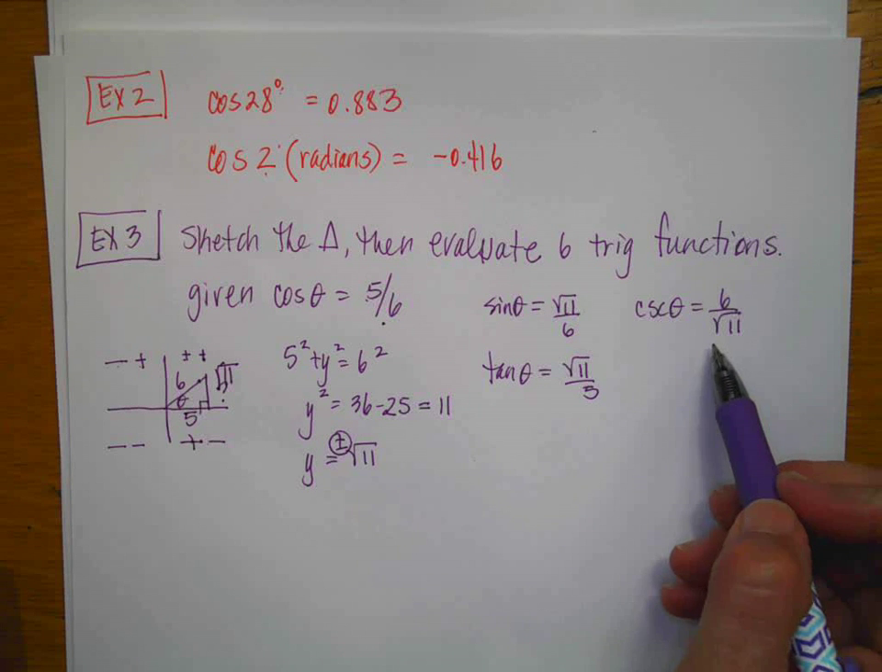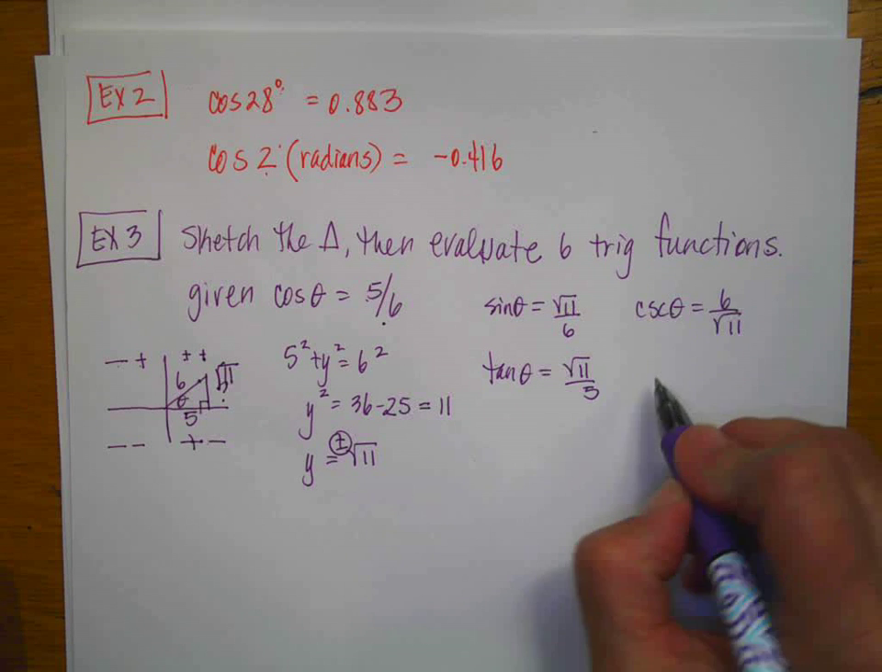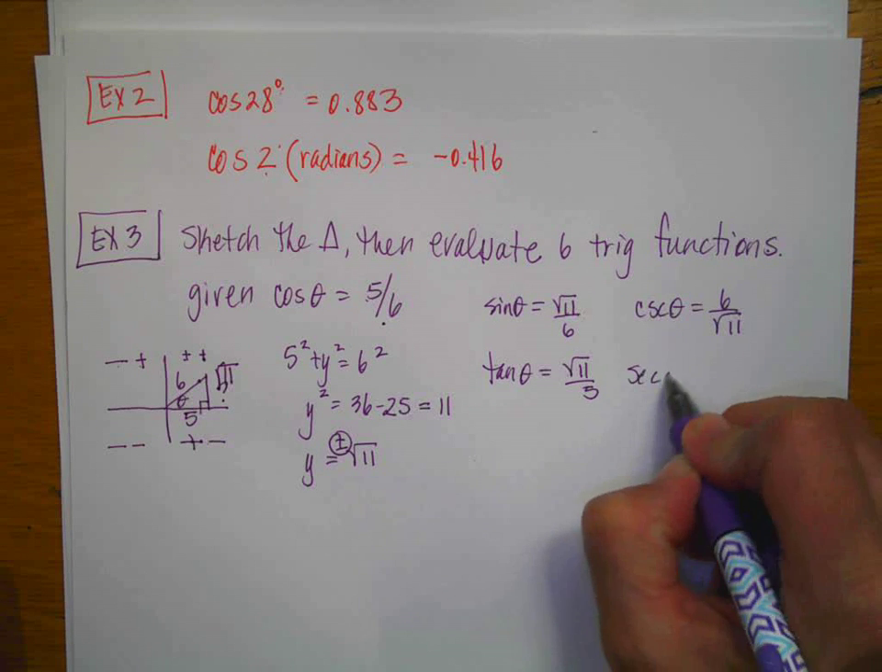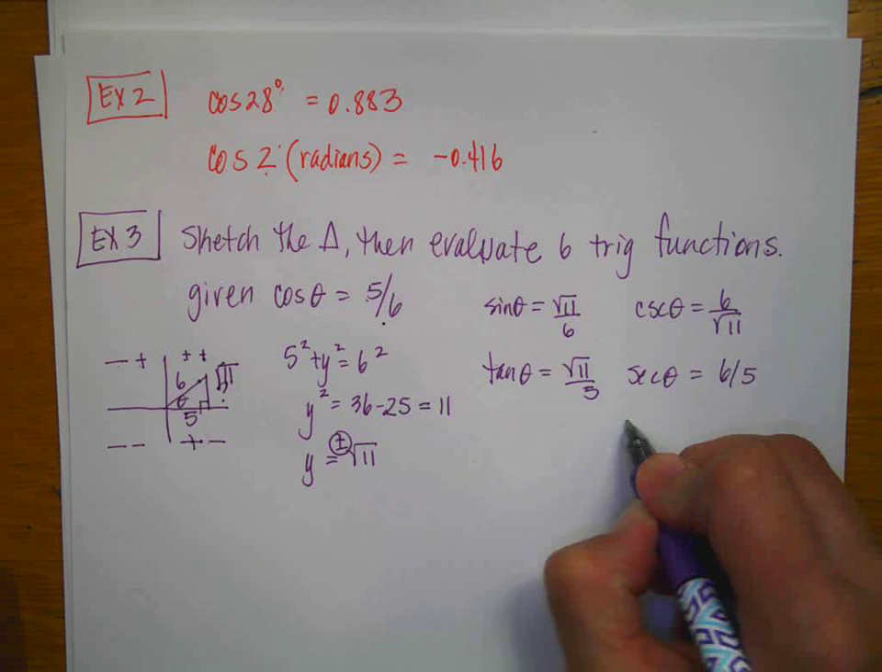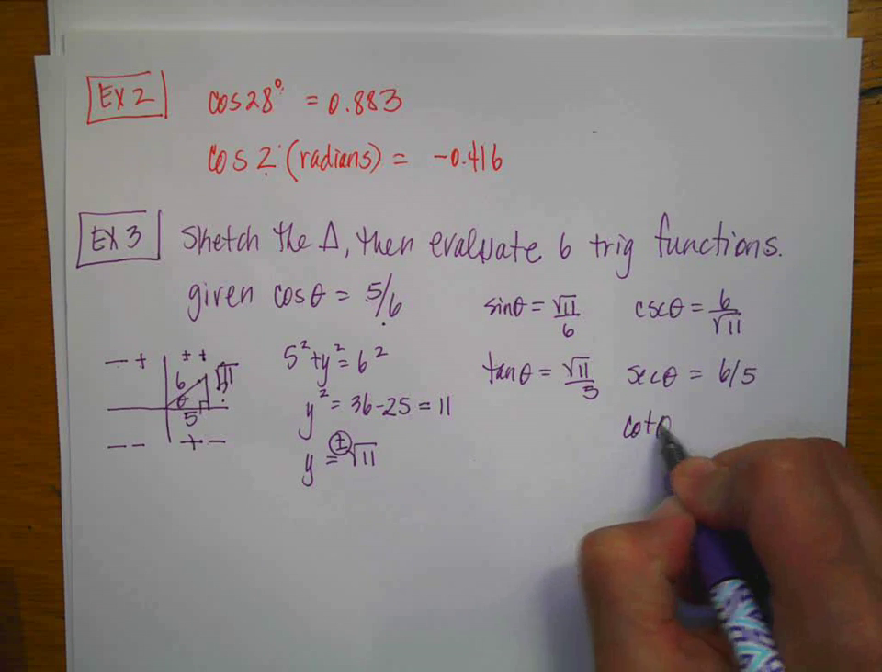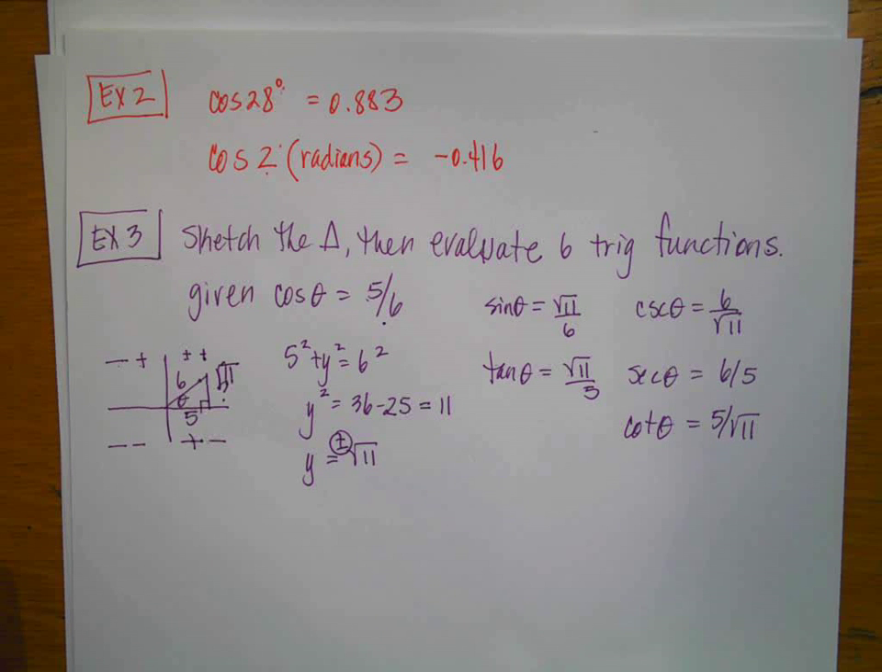You do not need to rationalize the denominator, and actually my preference is that you not. I know that's a little bit scandalous. Secant theta is going to be the reciprocal of cosine, so it's 6 over 5. And then cotangent theta is the reciprocal of tangent, so it's 5 over radical 11. So that was actually pretty easy.